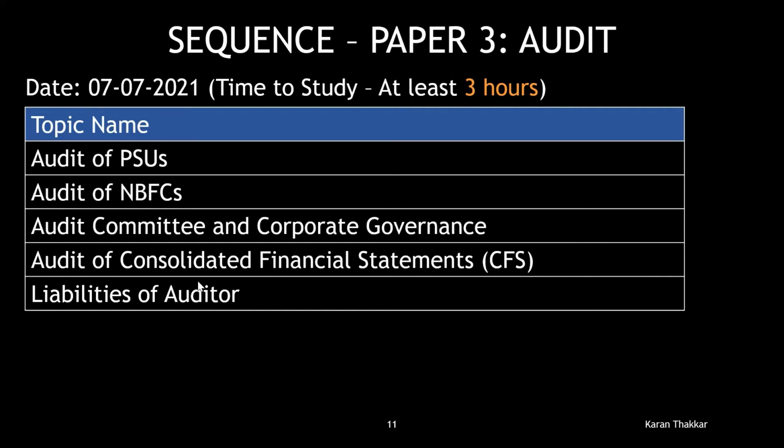And in that time, you can complete audit of PSUs, audit of NBFCs, audit committee and corporate governance, audit of consolidated financial statements, and liabilities of auditor. These are 5 small chapters which you can easily manage in 3 hours.